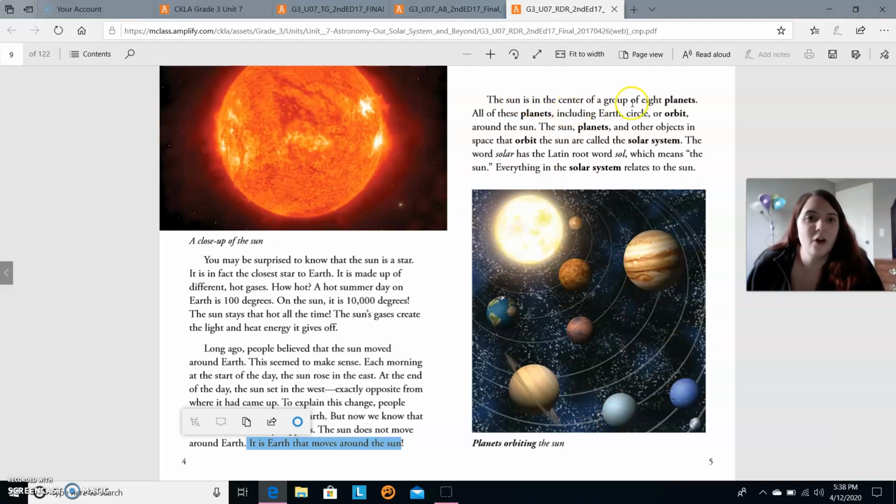The sun is the center of a group of eight planets. All of these planets, including Earth, circle or orbit around the sun. So when you hear the word orbit, what I mean is it's basically circling. The sun, planets, and other objects in space that orbit the sun are called the solar system. The word solar has the Latin root word sol, which means the sun. Everything in the solar system relates to the sun.